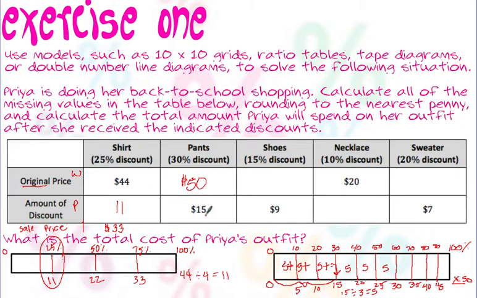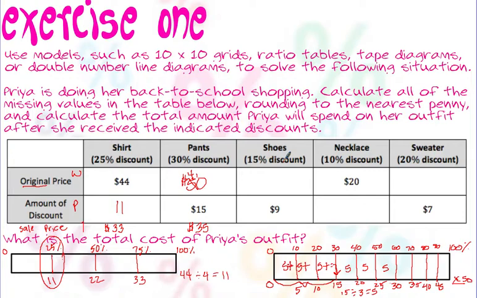So I'm taking 50 and I'm subtracting 15. So I borrow and I get 5. 4 up here. 4 minus 1 is 3. So she paid $35 for the pants. She didn't pay 15, she paid 35. 15 was the discount. I can't stress that enough. You have to make sure that you're subtracting the discount.